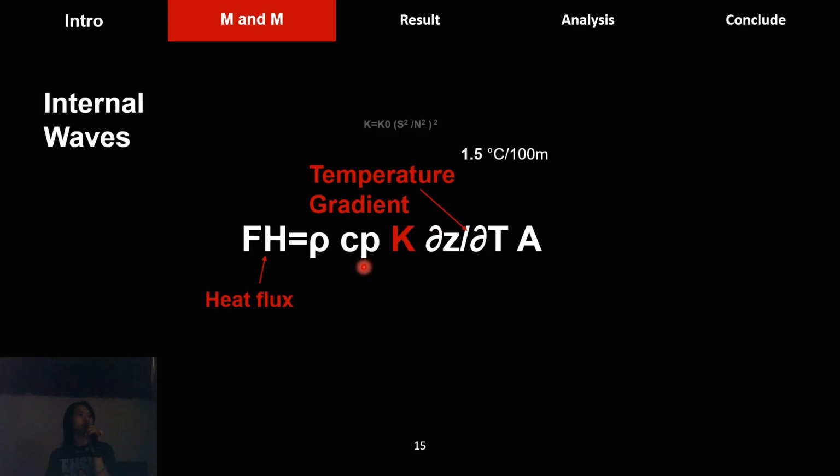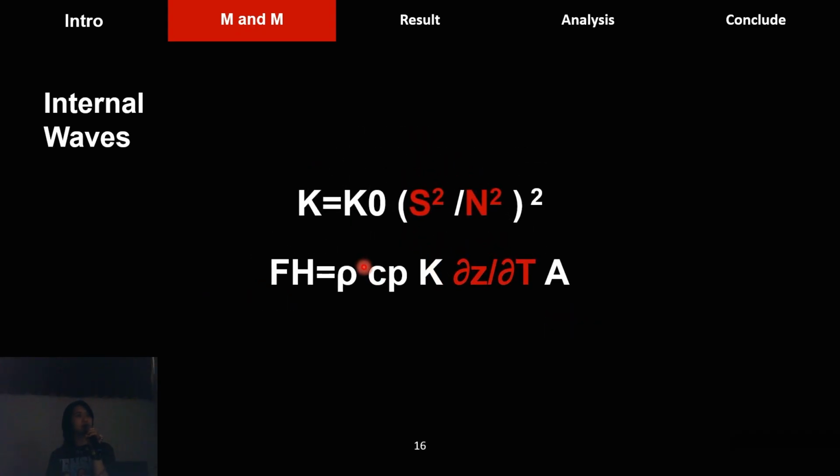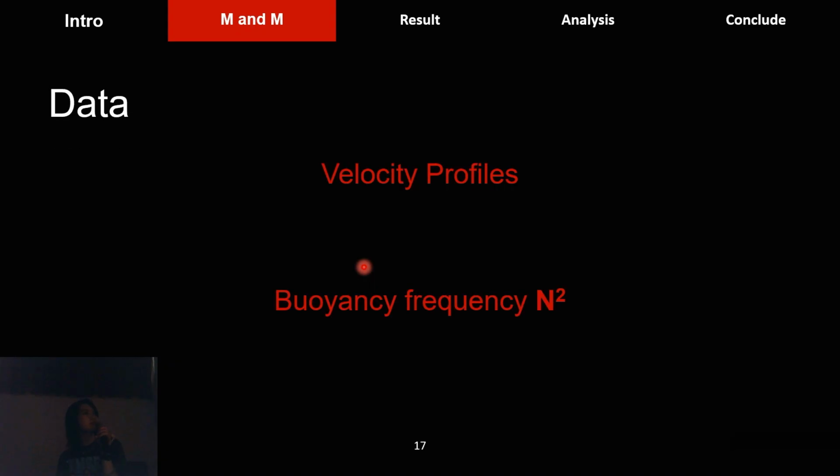And then there is area. So by looking through this, we will be able to know what kind of data we should look for. They are velocity profiles and N squared. And because I think if we go through all of these, it will be too much for you guys, and also for me in 10 minutes, I will just compute it out into K.